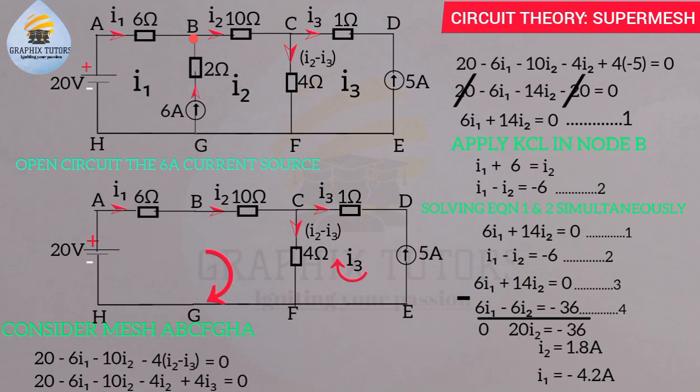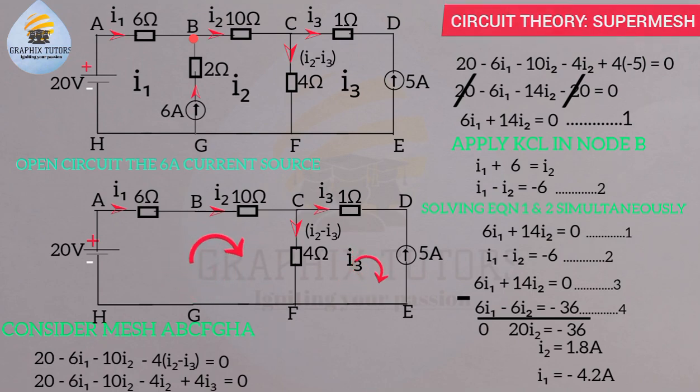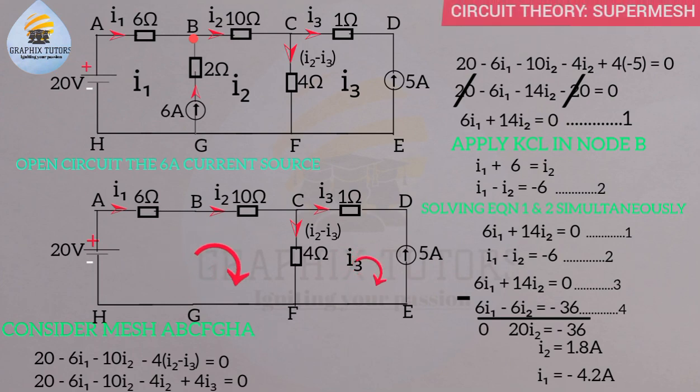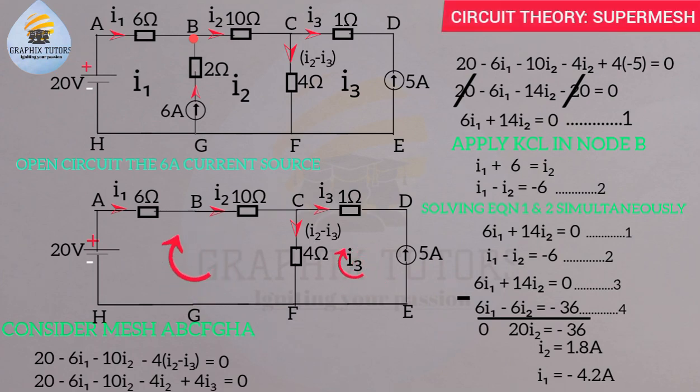This is how you can calculate questions involving super mesh, right? Remember, the only time you can use a super mesh is when you have a current source in between two meshes. Is that okay now? And if you want to access other questions on mesh analysis, you can click on the link at the top right corner of the screen. It will assist you to enhance understanding on how to calculate for current in a mesh, right?